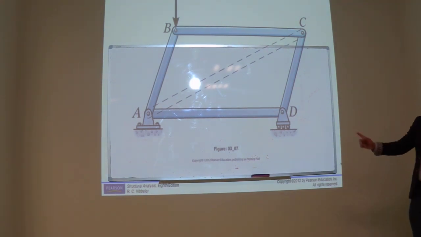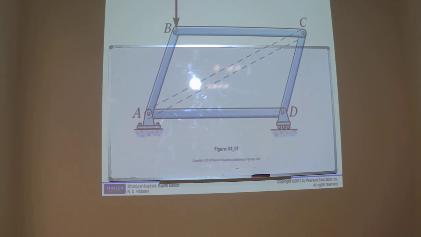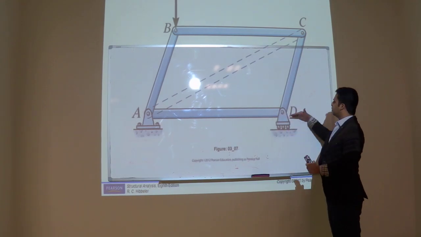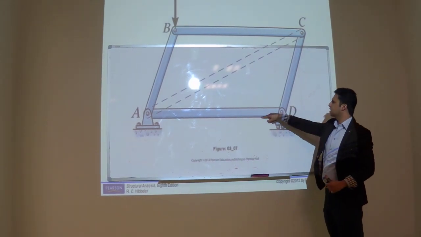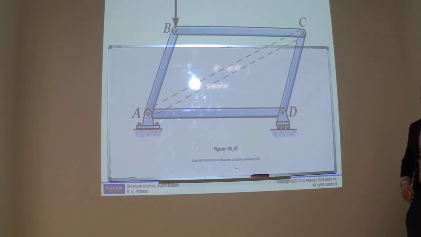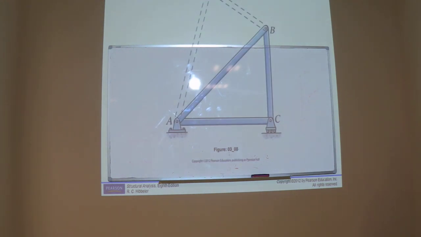What do you think? Is this truss stable or not? Not stable. Why? Yes, it can be pushed. It's a roller. If you move this roller this way, the structure would change its alignment. I agree with you.